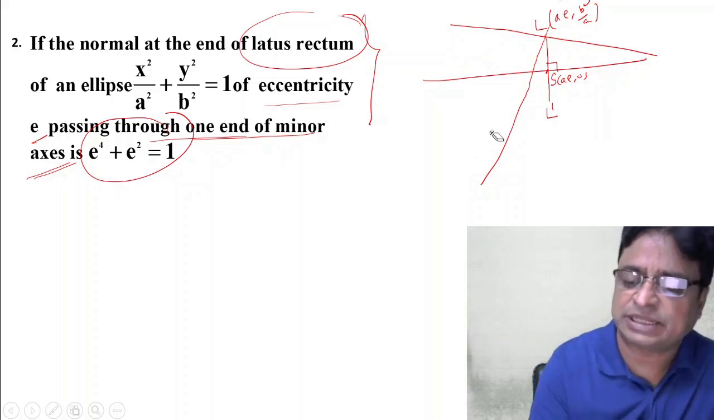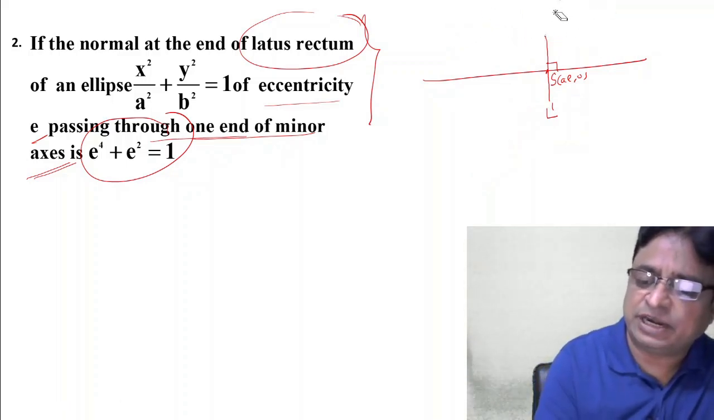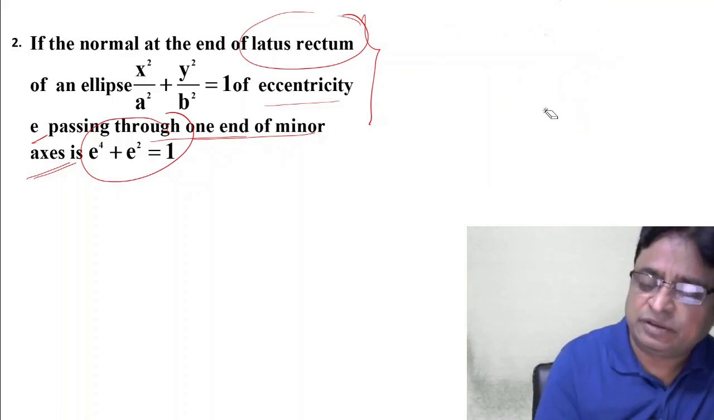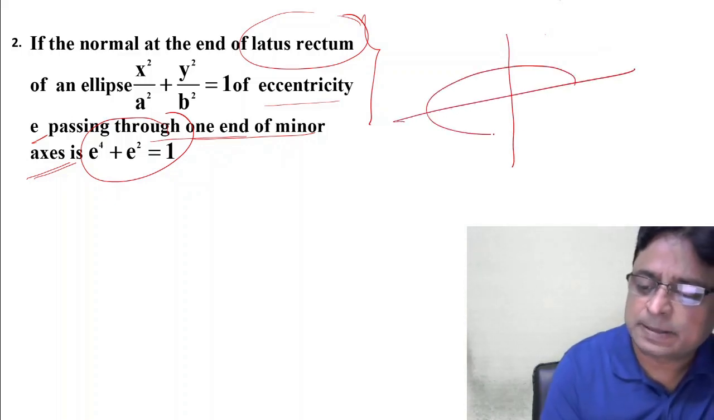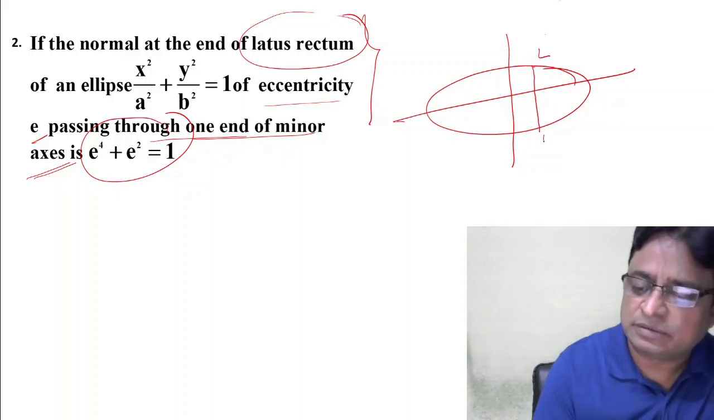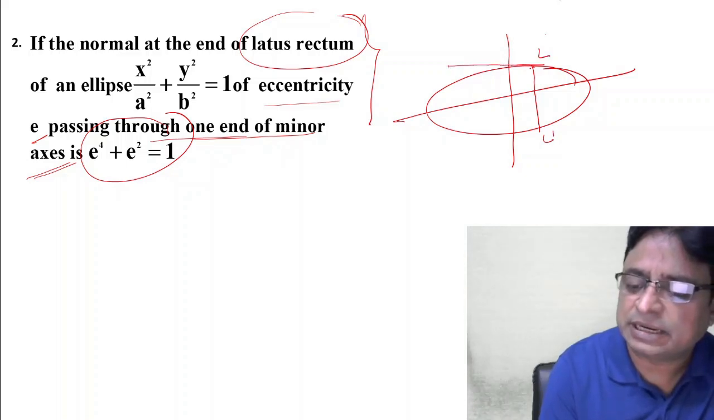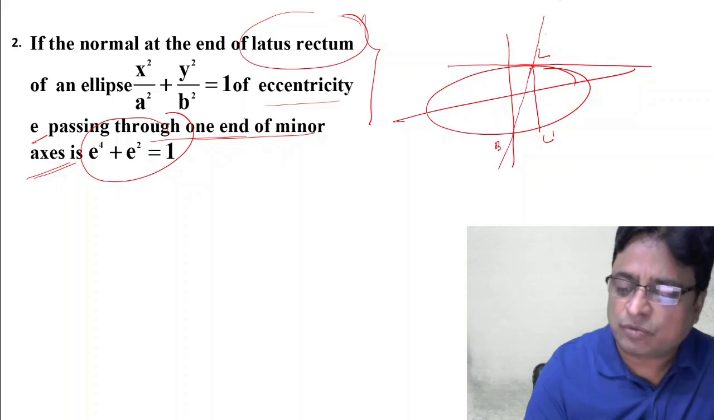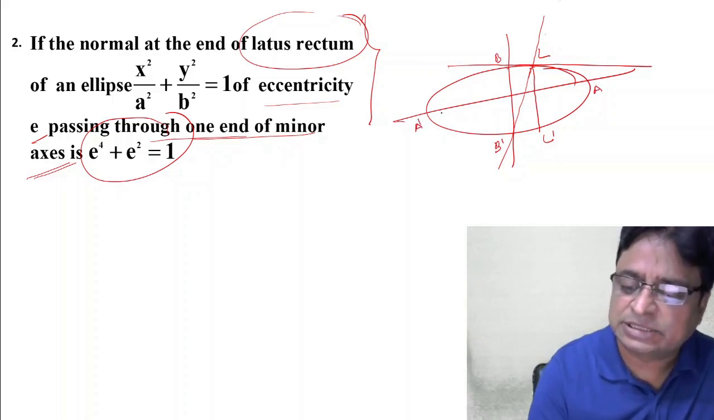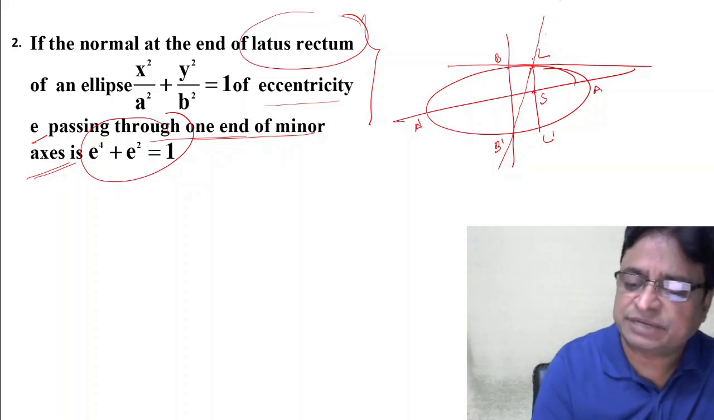So again, I am drawing the figure very neatly. Please note it down. See, this is my ellipse. And of course, this is my L dash. This is the tangent at one extremity, and this is the normal. This normal is passing through one end of the minor axis. B dash is the minor axis, A dash is the major axis, and this is the focus. This is the situation given for you.